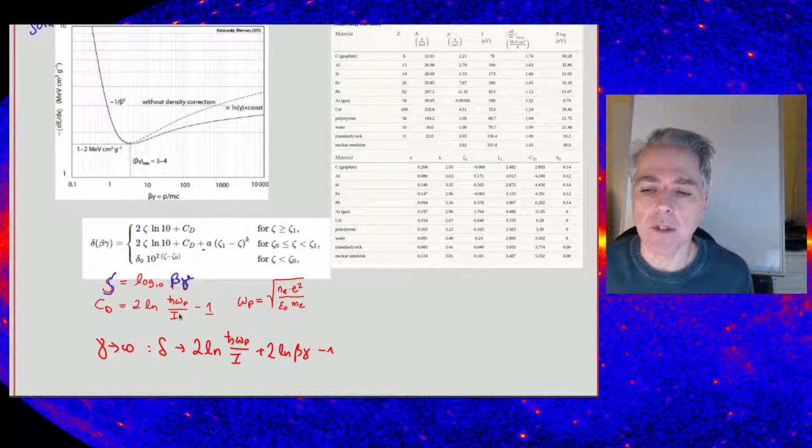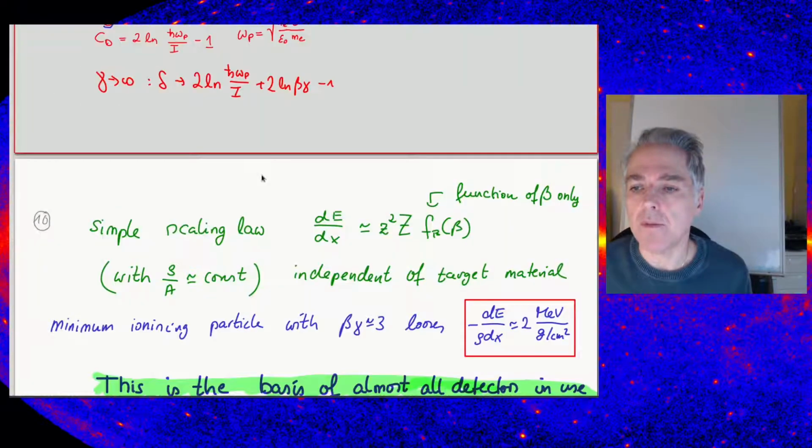And CD is a constant which relates to the plasma frequency, basically the electron density in the medium. And for the asymptotic value of a very large value of gamma, this delta function goes towards something which still rises to logarithm beta gamma.